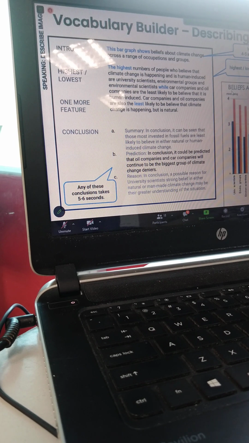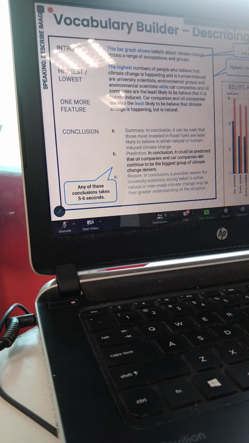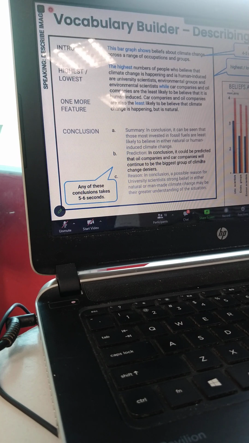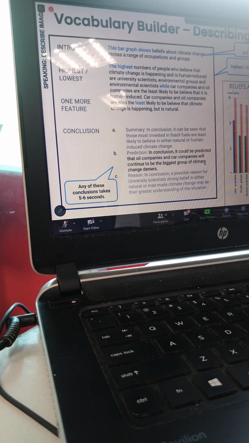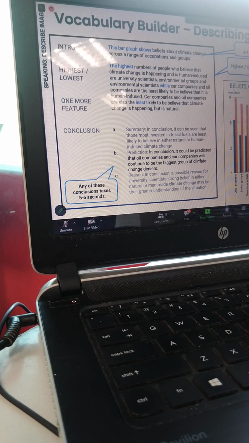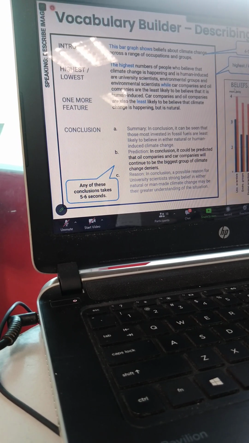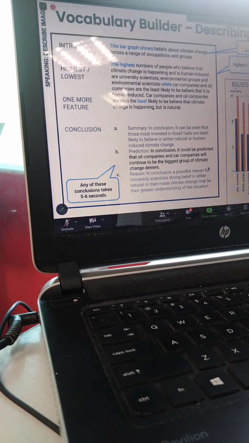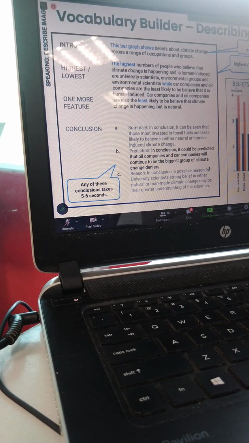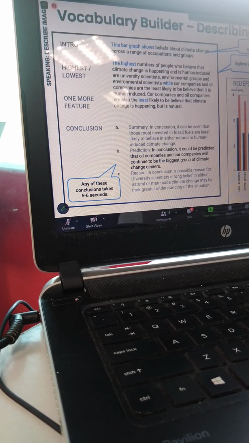And then there's a conclusion here now. Yep, away you go. And in conclusion, it should be predicted that oil companies and car companies will continue to be the biggest groups of climate change denial.